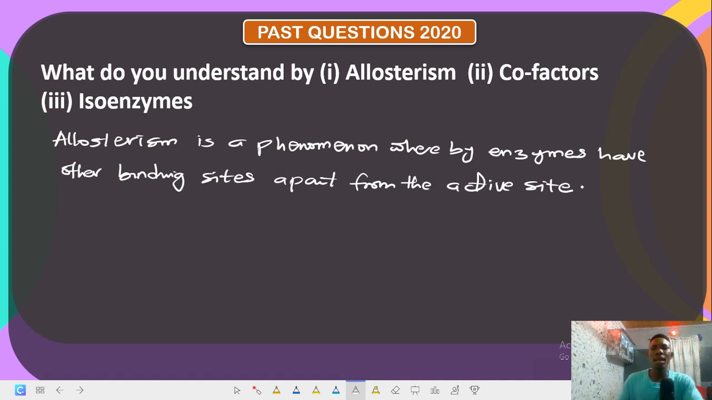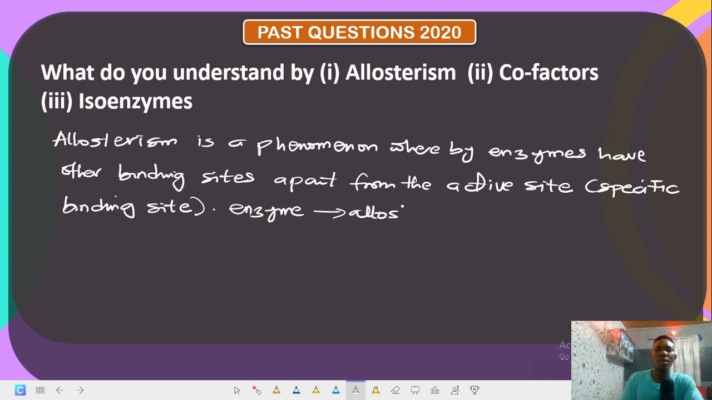Now, this active site is called the specific binding site. So when an enzyme has other binding sites apart from the specific binding site, we say such an enzyme exhibits allosterism. All enzymes that undergo this are said to be allosteric enzymes. They are said to be what? Allosteric enzymes. And all regulatory enzymes are allosteric enzymes.